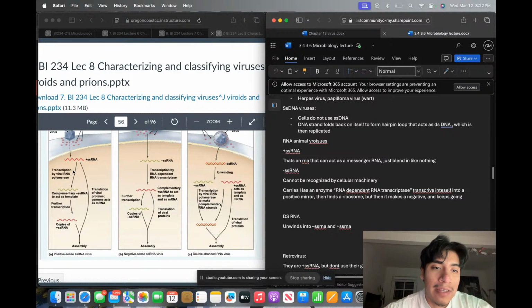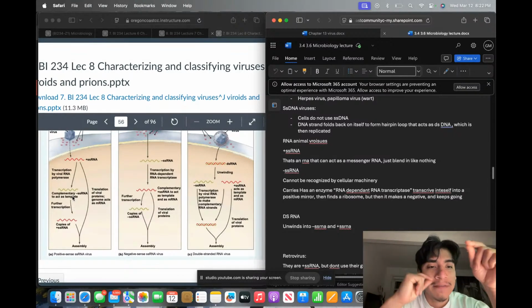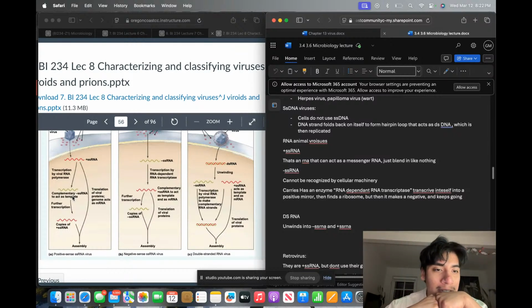So yeah, you guys can pause and take a look at that to kind of get it. For it to switch from negative to positive, all it has to do is transcribe. So here we kind of see that in action.